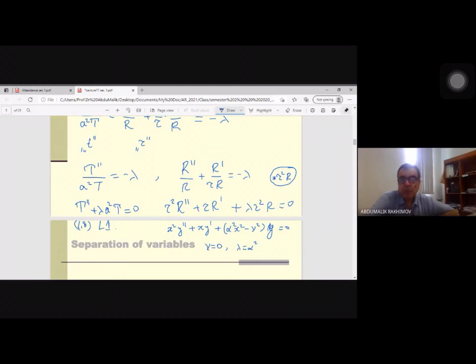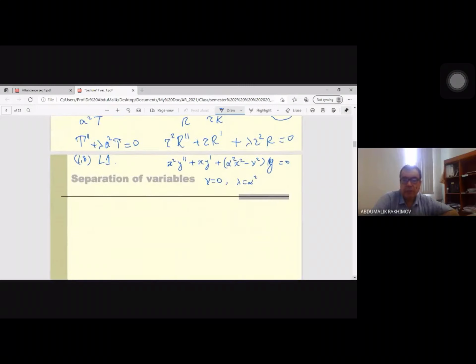So what will be the solution of this equation? If we refer to the lecture on the Bessel equation, the solution of this equation will be R equals J0 of root of lambda, it's alpha, right? Root of lambda is alpha, actually. I want to write root of lambda times r, because our variable is r. This is just a reminder from the previous class. So this is the solution.